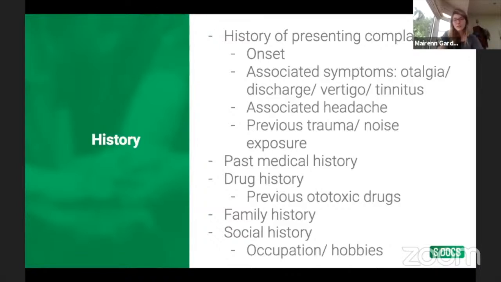It's important to ask about family history, as some of these conditions will run within the family, or are more likely to occur if a first-degree relative has had it. And finally, go over social history. So similar to what I said above, ask about any occupational hobbies that might cause hearing loss. This could be something like someone working in a factory and dealing with loud machines, or even listening to loud music constantly.